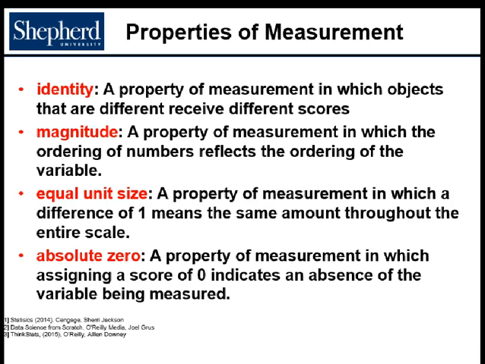A property of measurement in which a difference of 1 is the same amount throughout the entire scale is equal unit size. A property of measurement in which assigning a score of 0 indicates an absence of the variable being measured is absolute 0. Again, class rank is an example of the ordinal scale of measurement, and weight is an example of the ratio scale of measurement.